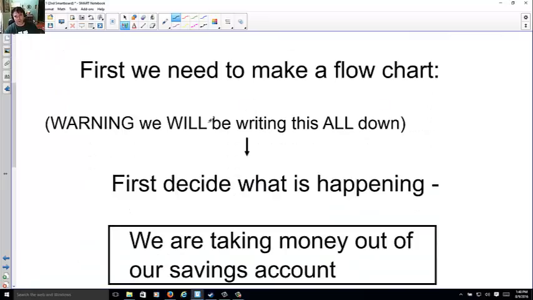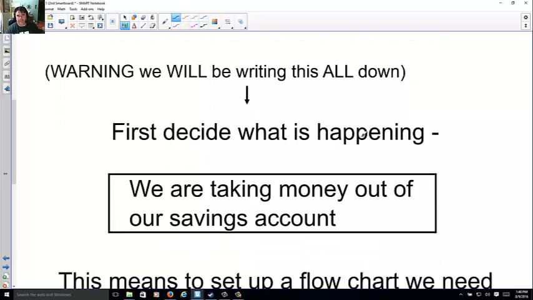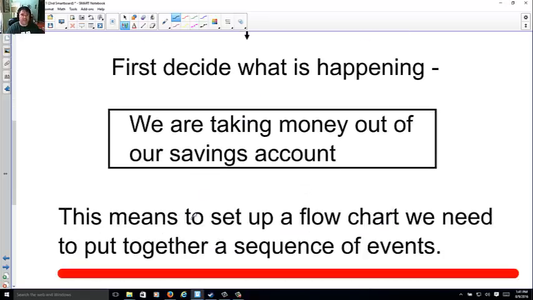Normally I'd have you write all this down, but because we're doing flip class, just go ahead and make a note here. First, we have to decide what's happening, that we are taking money out of our savings account. This means I would set up a flow chart. We need to put together a sequence of events. In other words, what happened first, what was here, what happened, and what resulted.